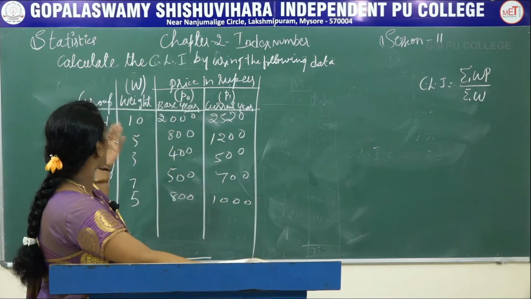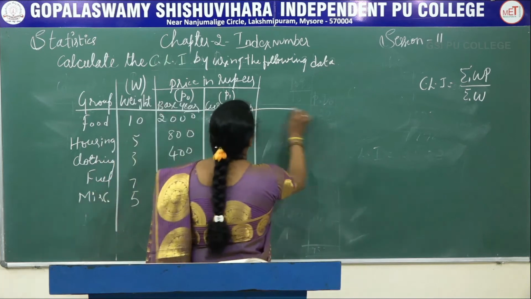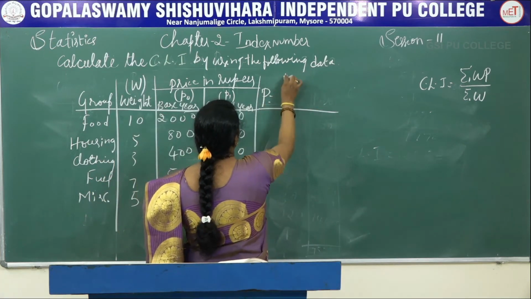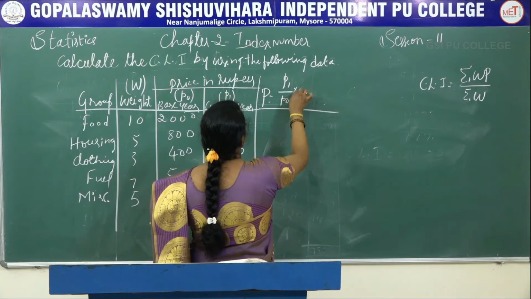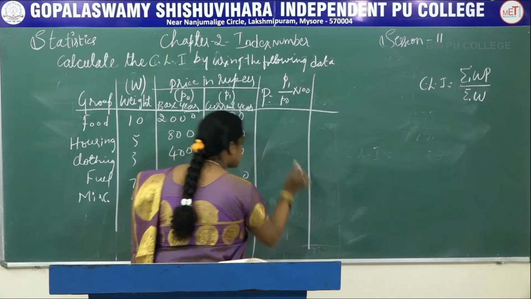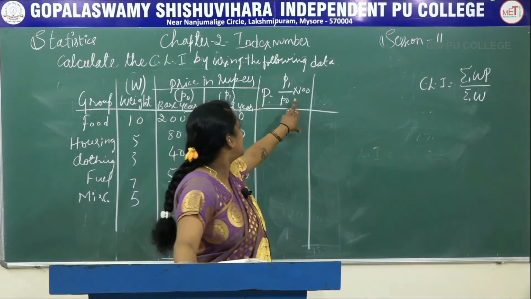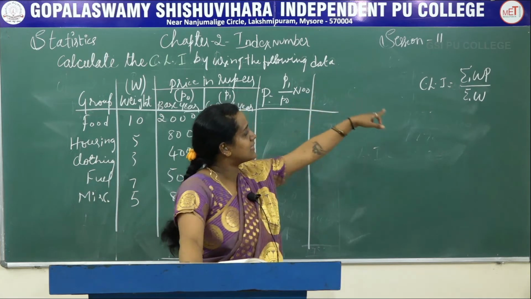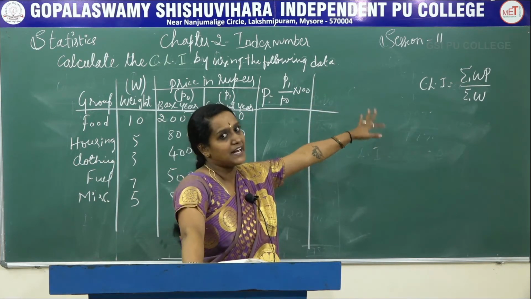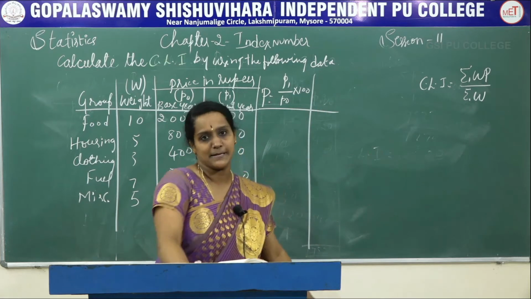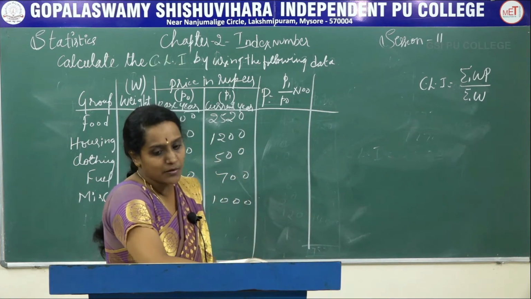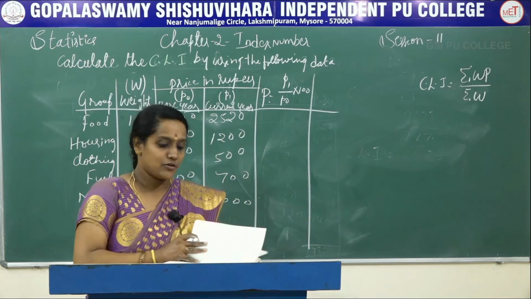See, using this price and the weight, first we will find the price relative capital P, that is P1 by P0 into 100. Here we have multiplied by 100. So in the formula we will not multiply by 100 again, because only once we should multiply by 100 for this problem. And the values are like this.